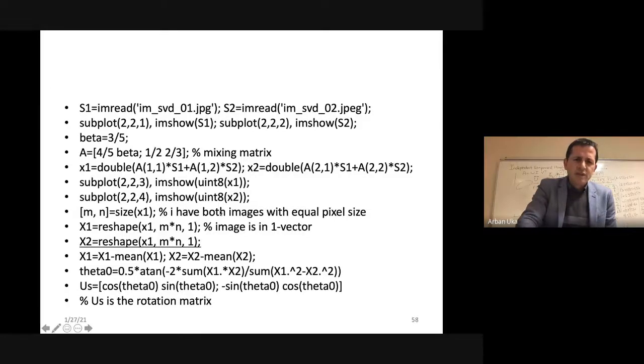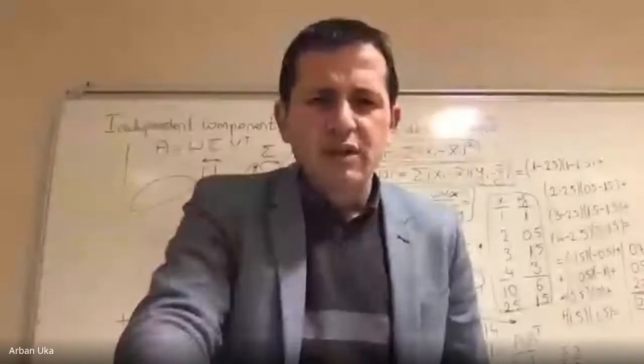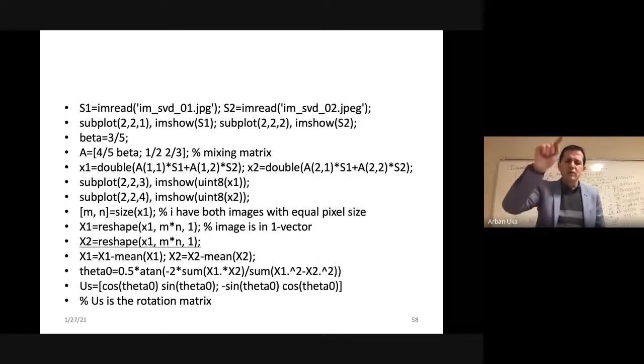Then immediately we see here a capital X1 and capital X2 somewhere in the middle of the slide, where this X1, which is a square image, we convert into a vector. This is what I was saying before. We reshape it into a dimension m by 1, where m is the number of rows and n is the number of columns. We multiply those two, and we create two vectors.